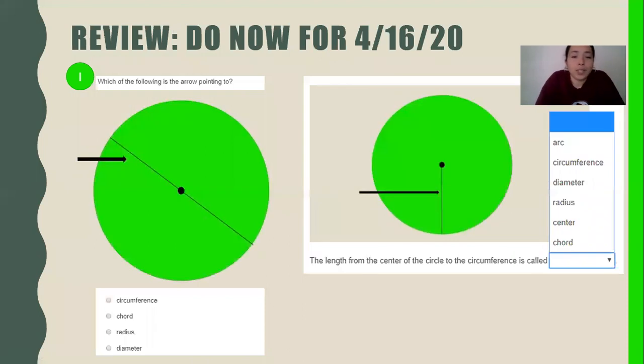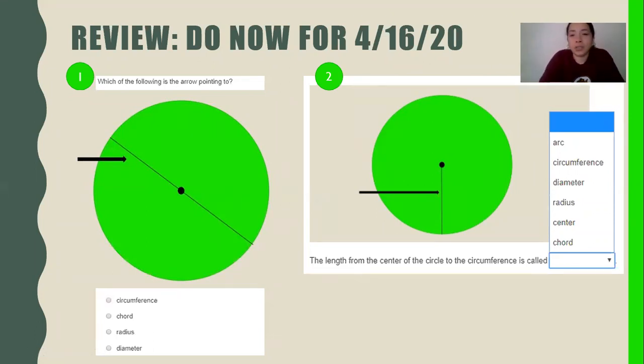So let's quickly review our do now. Let's look at question number 1. Which of the following is the arrow pointing to? And remember, the do now is in your Schoology. So let's go ahead and get that done if you haven't already. I noticed that, I think, Ariel, you already submitted yours. And this should be 23rd. I know I have little things I need to correct here.